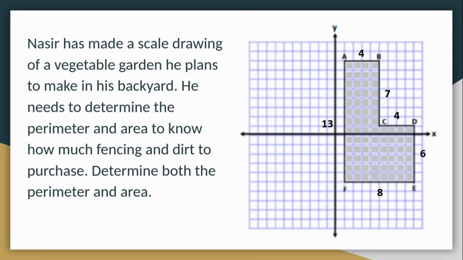Choose either strategy and solve for the area of this compound figure. Pause the video here until you've completely answered the problem. Our perimeter is 42 units. Our area is 76 square units. Continue to use one or both of these area strategies as you work on today's independent practice assignment.